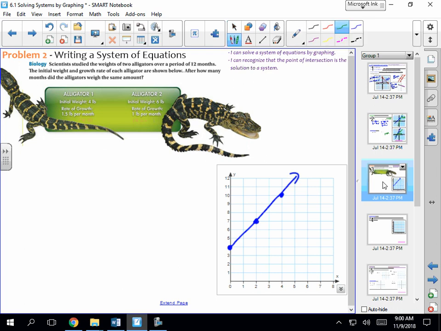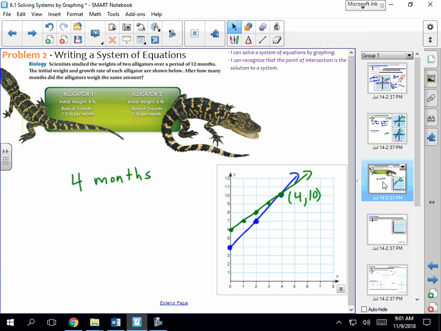Alligator 2, his initial weight is 6 pounds, so he's a little bit heavier, but he's growing at a slower rate. He's growing at 1 pound per month, so that's a slope of 1 up, 1 over. It almost looks like they touch here. They actually don't quite touch here, not until here when they hit 4 months. This kind of shows us that there might be a better, more accurate way of doing this, because this graph, it's a little hard to tell where they finally end up crossing, but they cross right here at 4, 10. So it says, after how many months did the alligators weigh the same amount? It would be 4 months.